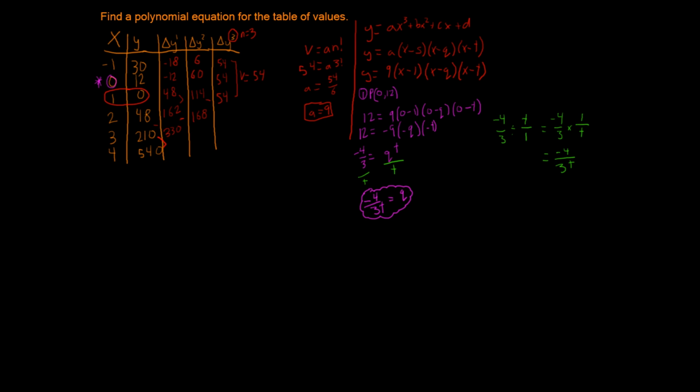The next point that we can use, you can really use any of them. Some of you may choose negative 1, 30. Some of you may choose 2, 48. I don't want to work with a negative number because that might make it a little bit more confusing for me. So I prefer to use 2, 48, but really it doesn't matter. You'll get the same answer if you do it correctly. So let me just draw a line, divide this a little bit better. So the next point that we're going to use is 2, 48.